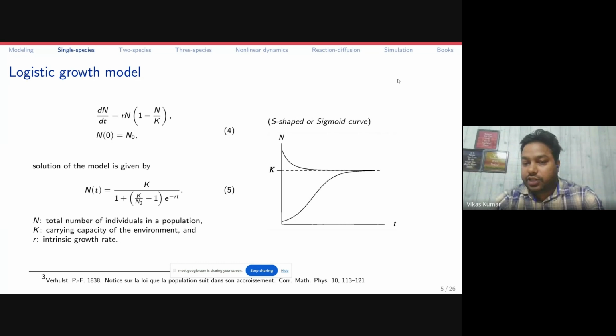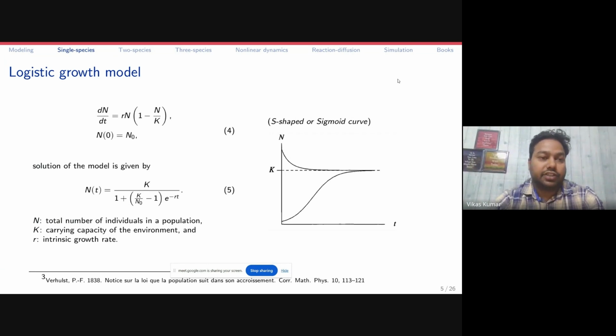And if we start initially from above K, then it will decrease to K. That means K is a very important factor, the carrying capacity parameter, toward which the population goes. Either it will increase or decrease to that level. That was the realistic scenario, because we do not have so many resources that any population can survive exponentially in the environment. So there should be some limitation.